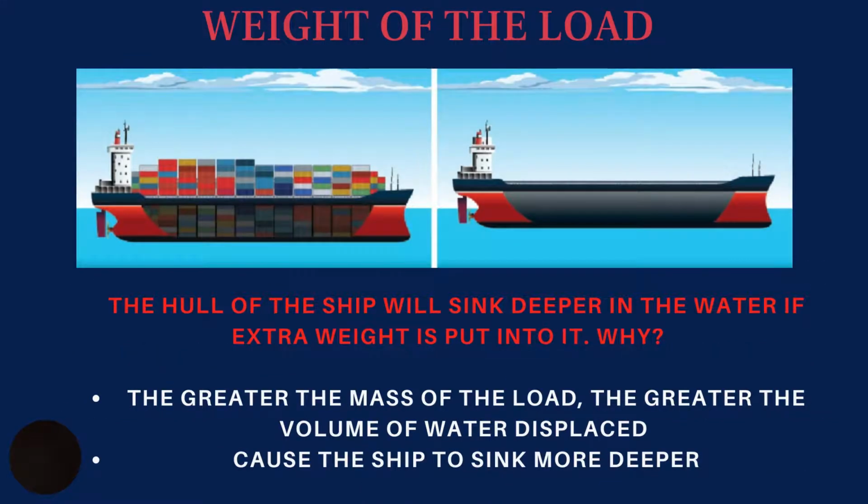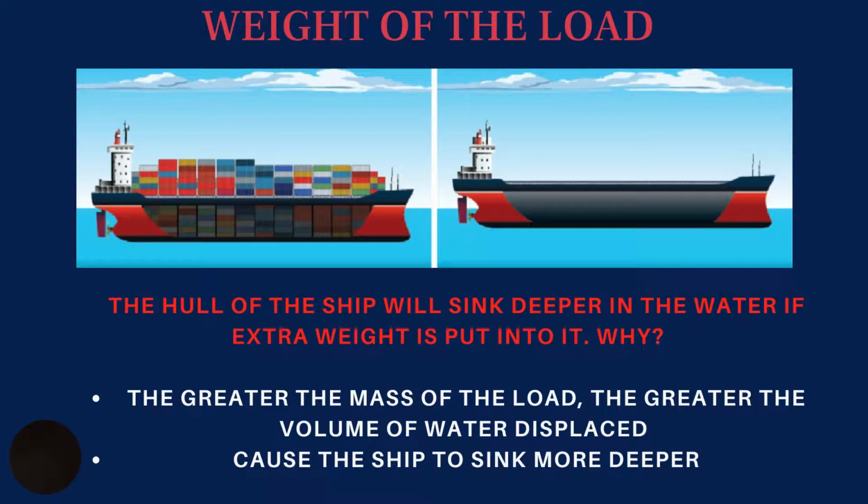Number 2, weight of the load. For example, there are 2 ships. One ship is loaded with extra load on it, and one ship doesn't have a load on it. From the observation, the hull of the ship will sink deeper in the water if extra weight is put into it. Why? This is because the weight of the ship that has extra load on it is greater than the weight of the ship that doesn't have a load on it. The buoyant force of the ship that has extra load on it is greater than the buoyant force of the ship that doesn't have a load on it.